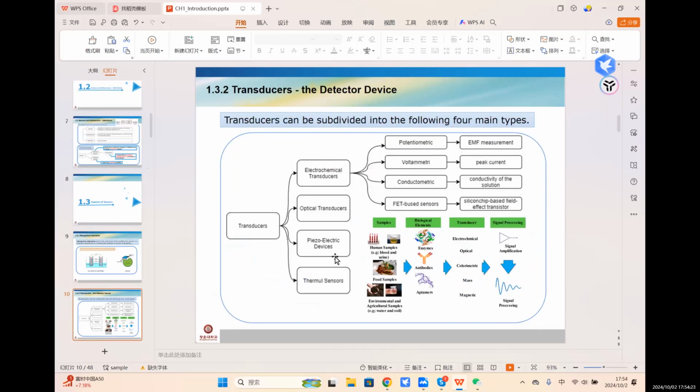Transducers have 4 types: electrochemical transducers, optical transducers, piezoelectric devices, and thermal sensors. So there are so many points we should remember and focus on.